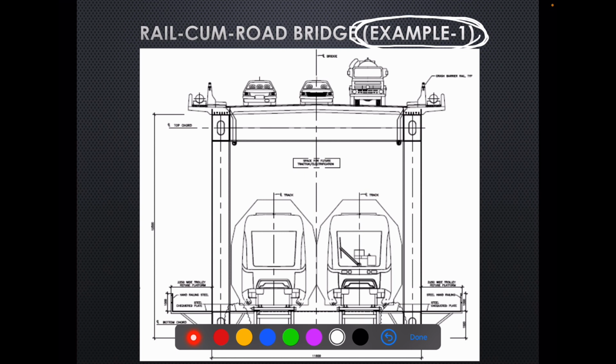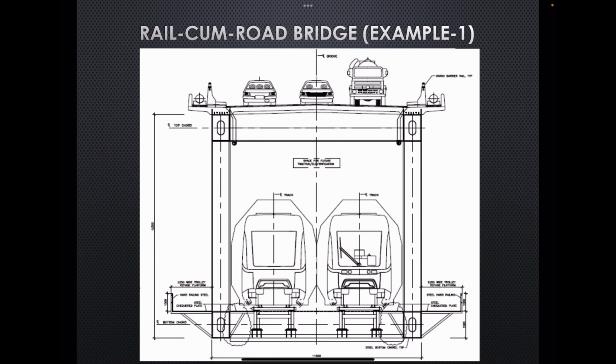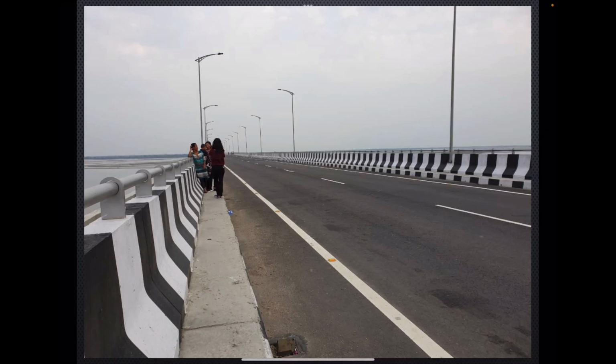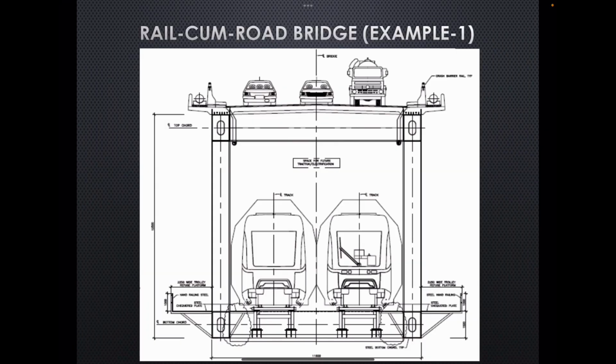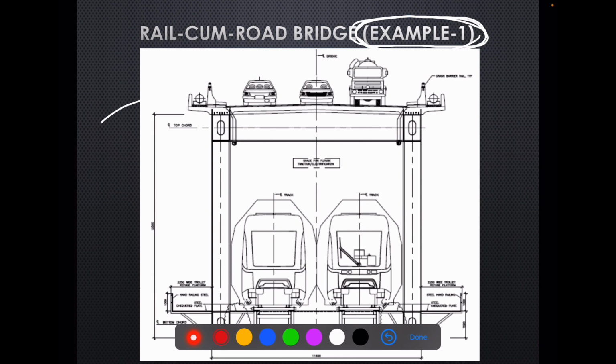A basic structure of a rail cum road bridge is something like this, where road traffic is taken on the upper deck. The road vehicle is taken on the upper deck, and the train is taken on the lower deck.